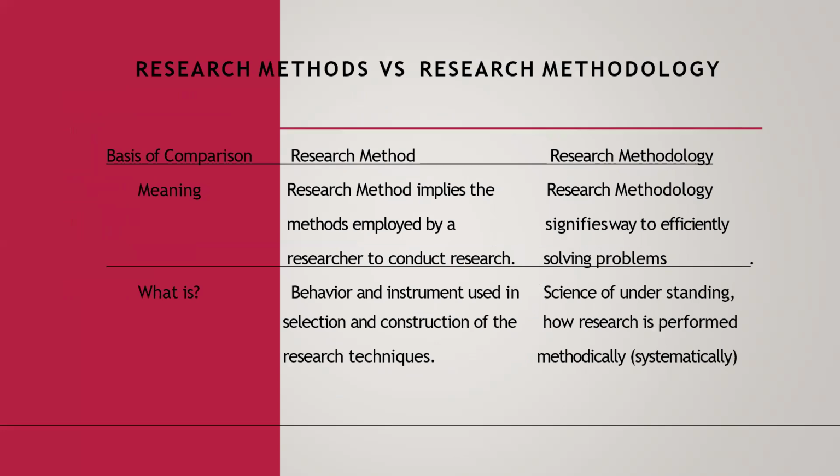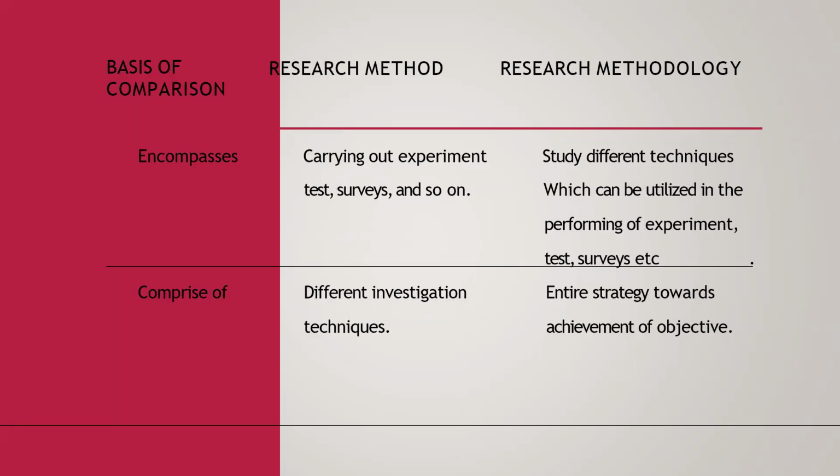Now if you differentiate between research methods and research methodology, the basis of comparison is: what does research method mean? Research method implies the method employed by a researcher to conduct a research, and research methodology signifies the way to efficiently solve the problem. And what is research method? The behavior and instrument used in selection and construction of a research technique is basically the research method, and research methodology is the science of understanding how research is performed systematically.